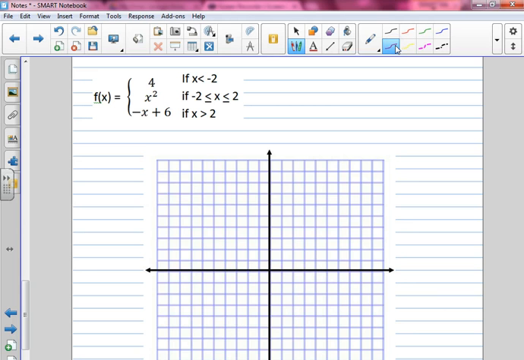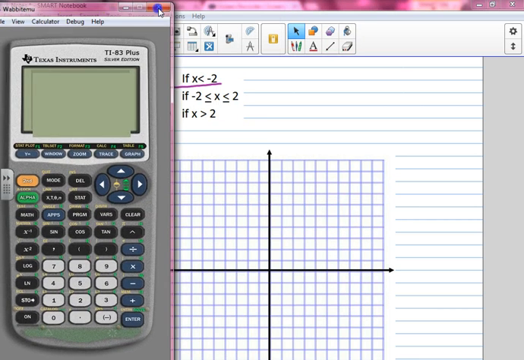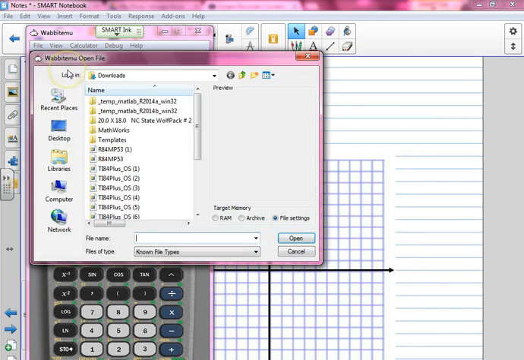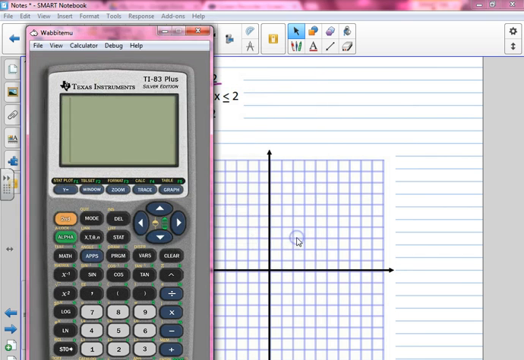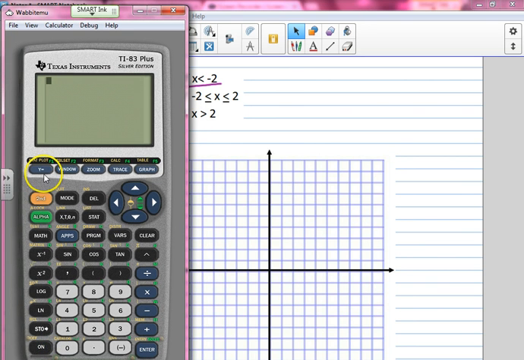Use all sorts of different colors. So this one's going to be purple. All right, so I need to put this in my calculator. And I'm going to go to y equals and type 4. And then second graph. Second graph gets me to a table.